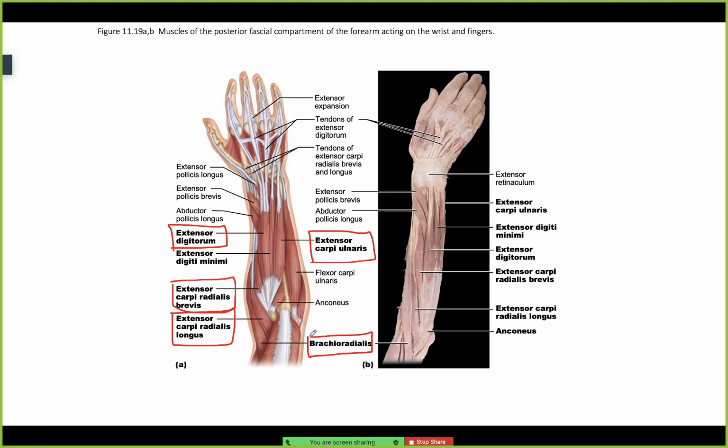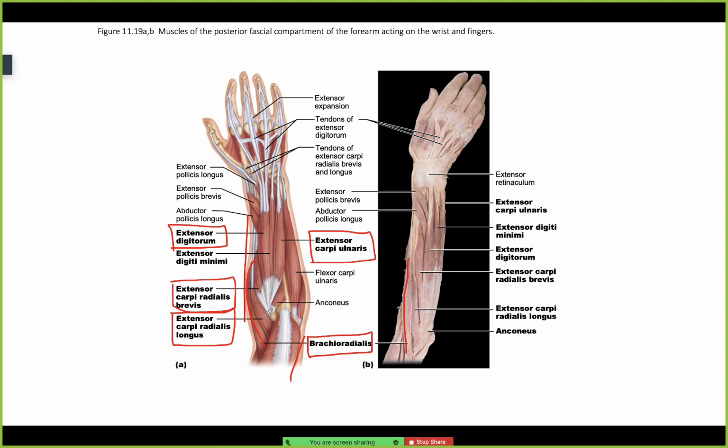Okay, let's start with brachioradialis. This is one of the muscles that we went over when we talked about naming muscles. The brachioradialis starts at the brachial region and extends down to the radial region. So it's going to kind of go across. It's this muscle right over here. Brachioradialis goes all the way across there, and you see it there.